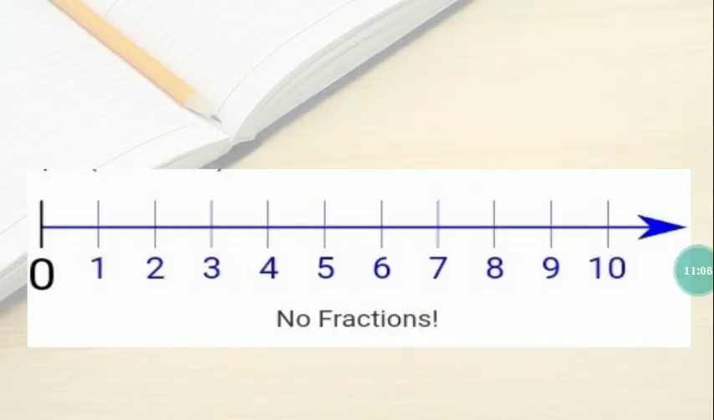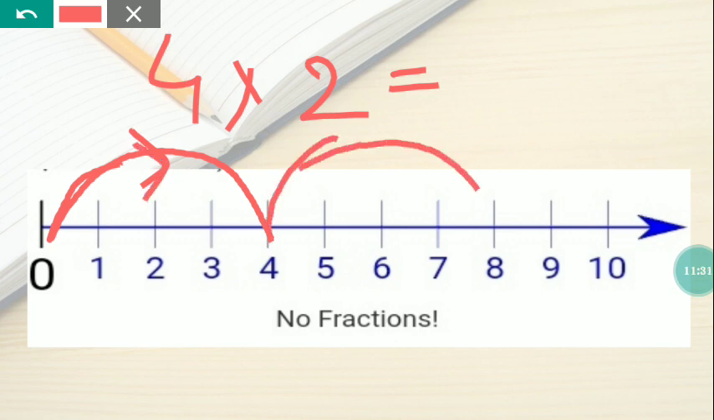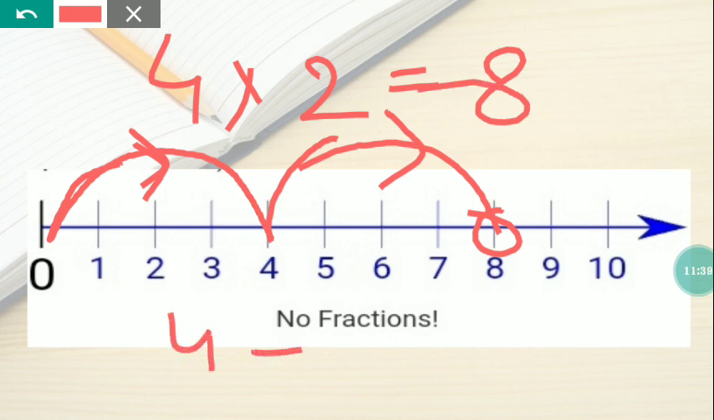Now let's see some more examples. Suppose we want to multiply 4 into 2. You start from 0 and move 4 steps to the right. And now jump such 2 steps, that means 1 step more. So this is 1 step and 1 more step. So you will get 8. So 4 into 2 is equal to 8. It means 4 plus 4, and you will get 8.